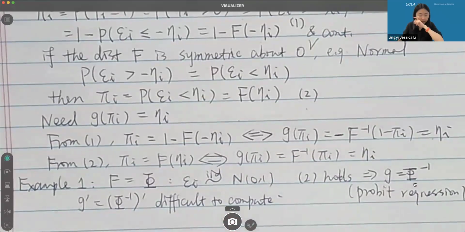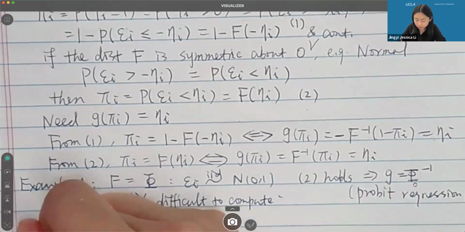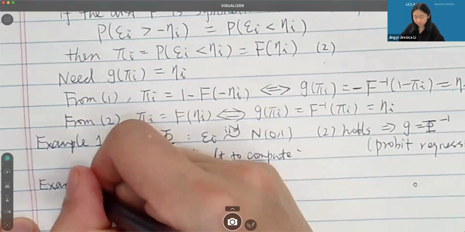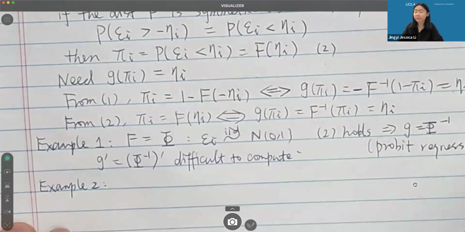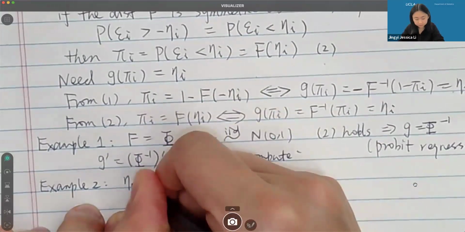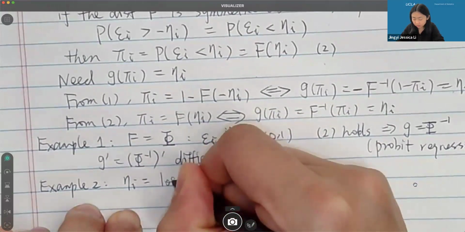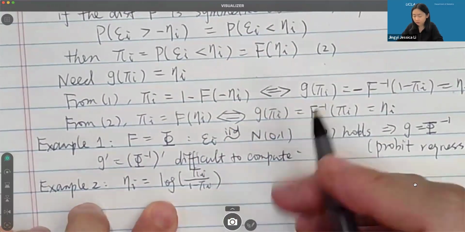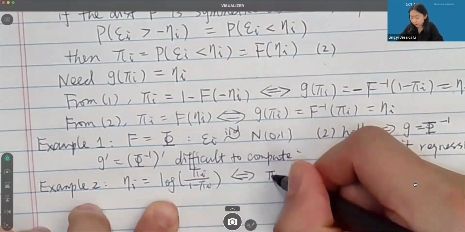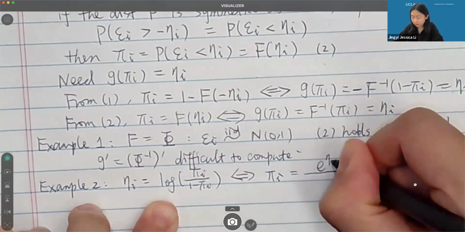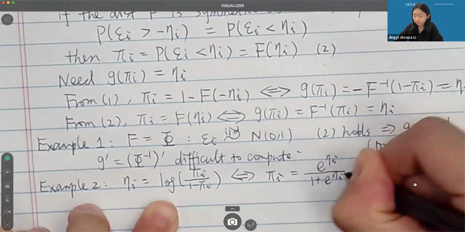That's example 1. Example 2, let's see what is the distribution that logistic regression corresponds to. For logistic regression, we have eta i as log of pi i over 1 minus pi i. Then we write the equation as pi i equals something, and we can easily see it is exponential eta i over 1 plus exponential eta i.